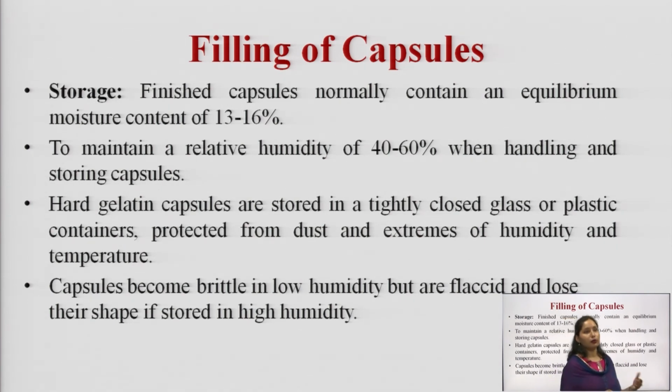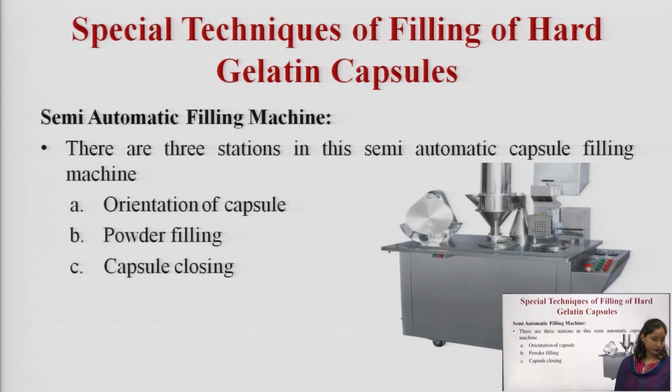Then capsules become, as I already told, brittle in low humidity, but are flaccid or lose their shape when stored in high humidity conditions. So, it is very necessary to maintain the optimum humidity condition for the storage of the capsule. Then the special techniques of filling of hard gelatin capsule. So, in this we discuss the semi automatic filling machine.